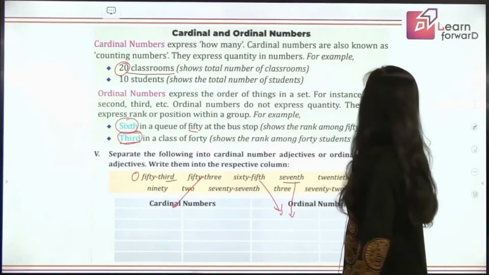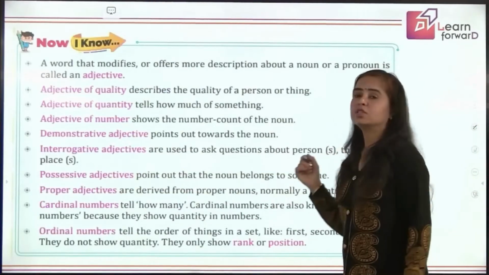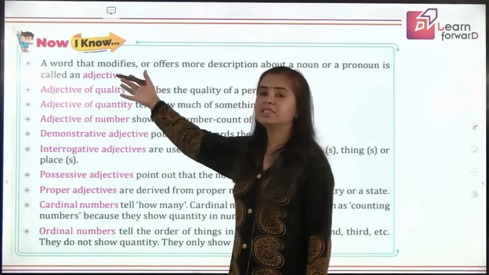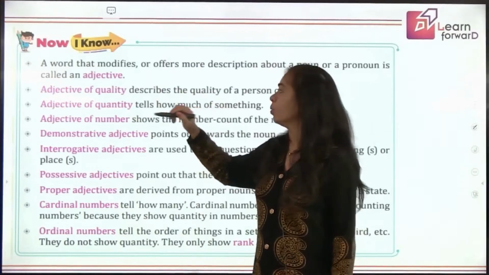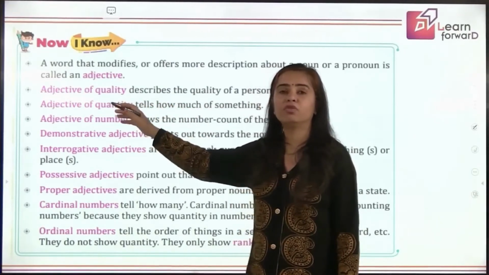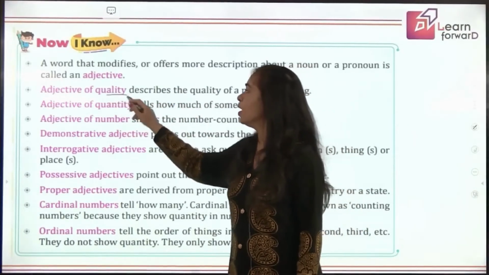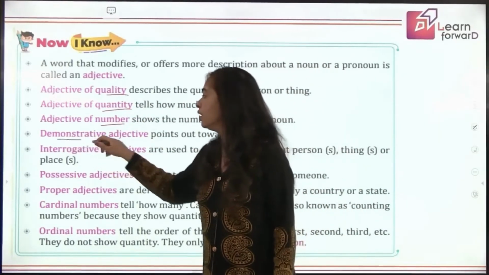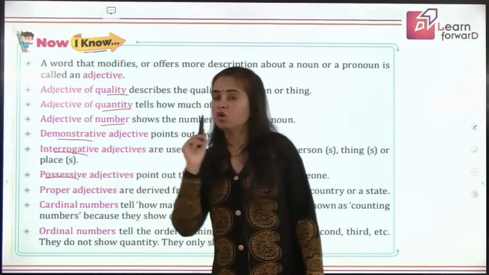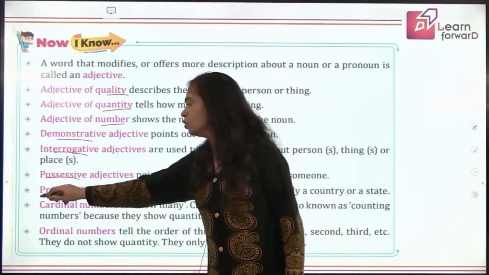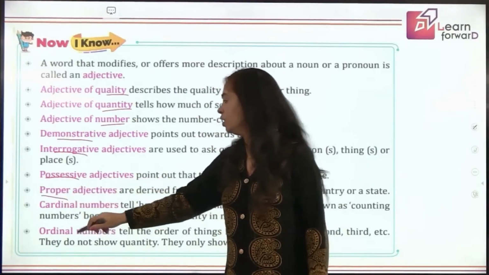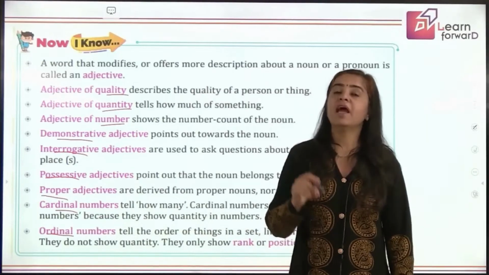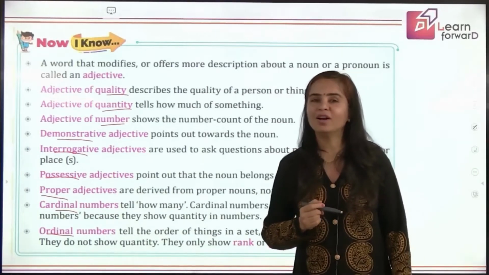Good. I'm happy to see the confident yes from you. So let's quickly recall what we have learned in the sessions about adjectives. What is an adjective? It modifies a noun or a pronoun. And then we learned about the different kinds of adjectives, the adjective of quality, quantity, the adjective of number, demonstrative, possessive, and interrogative adjectives, which are always followed by a noun, remember. Then we also learnt about proper adjectives. We learnt about cardinal adjectives and the ordinal adjectives. And we also learnt about the order of adjectives.